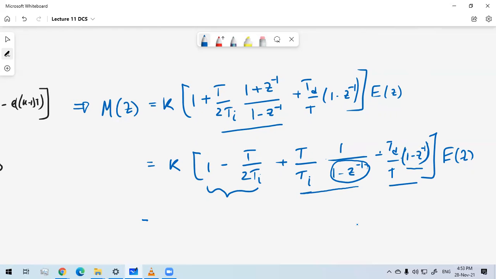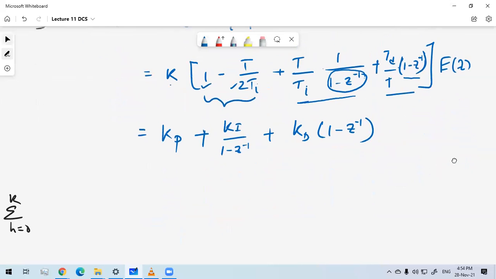So we can finally write this particular portion as Kp, the whole thing, K multiplied with this one and this one. There is Kp, and then Ki by 1 minus Z inverse, and then you have Kd into 1 minus Z inverse. So this is the final look of our digital PID controller.